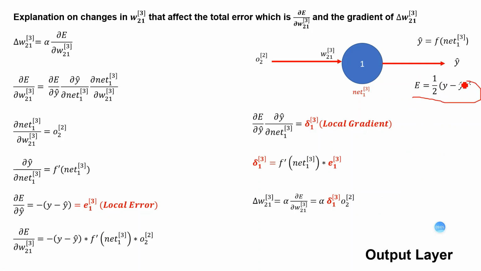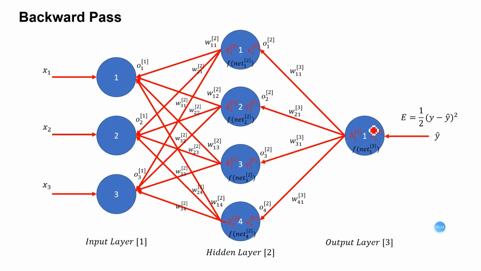Here E is equal to 1 over 2 multiplied by (Y minus Y hat) squared. So we just differentiate this equation, and we get delta E over delta Y hat equals negative (Y minus Y hat), and this is equal to the local error of the output layer. So each node has two functions: the activation function and also the input function.